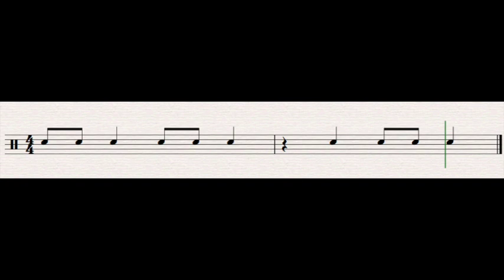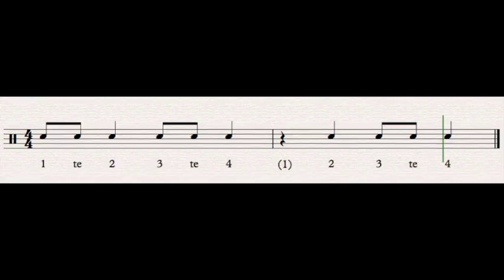Okay, so here's how this one would sound. 1 te, 2, 3 te, 4. 1, 2, 3 te, 4. Is that what you got? Okay, here it is written out. Let's try counting this one together. Ready, count. 1 te, 2, 3 te, 4. 1, 2, 3 te, 4.